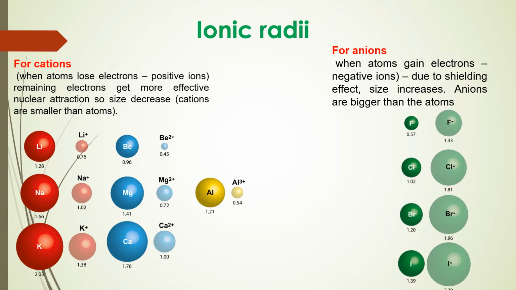Let's say, for instance, we look at all the halogens. When these halogens form anions, there is a gain of an electron. So the inner electrons will be repelling that added electron, and that added electron will be moved far away. It has less effective nuclear attraction now and more shielding effect. That is why these anions are bigger than the atoms.